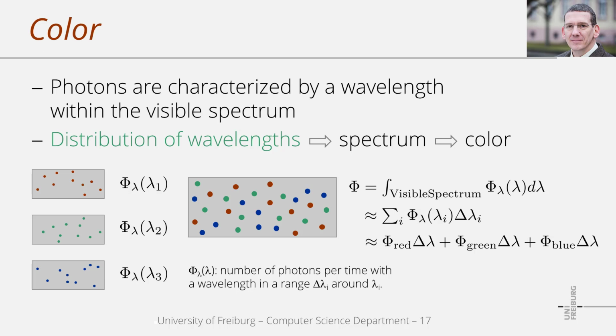So when we measure photons per time per area at a sensor, then we actually measure two aspects. We measure the intensity corresponding to the overall energy of the photons per time and area, and we also measure the color of the incoming photons by analyzing the distribution of wavelengths within the set of photons.